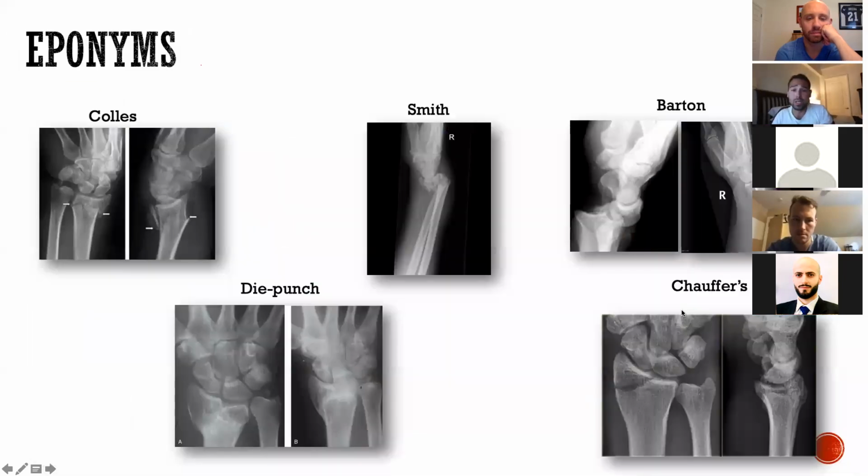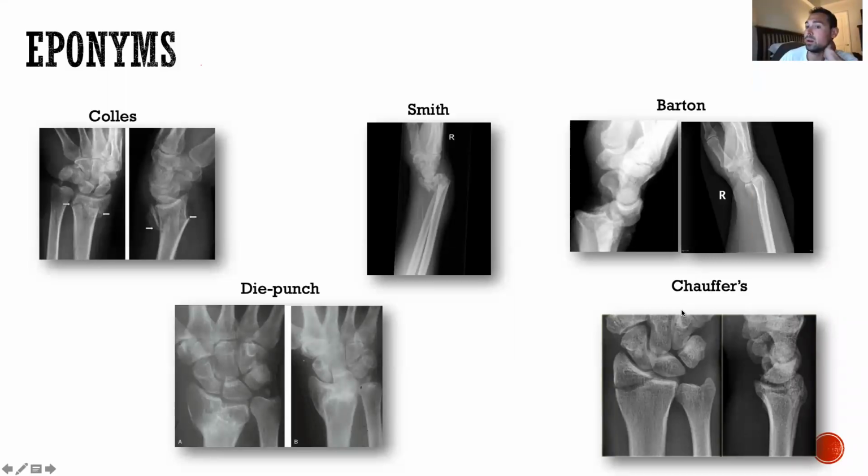Some people like to use eponyms. It's usually a relic of the old times, but these old fogies got their names on a fracture pattern, so you might as well know them. Colles and Smith fractures are both extra articular. Colles has a dorsal displacement, while Smith has a volar displacement.